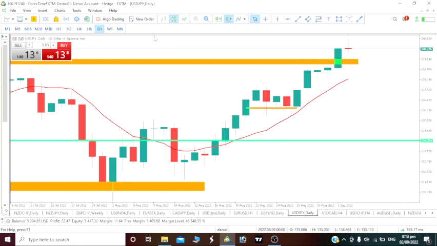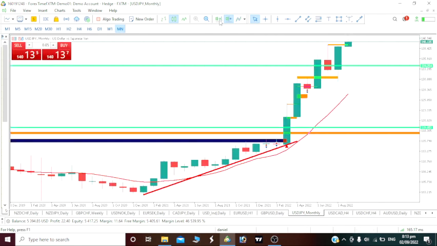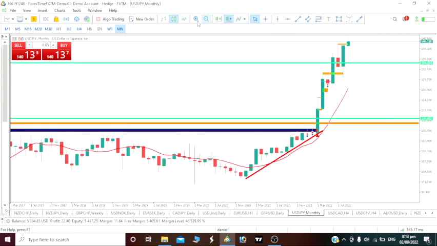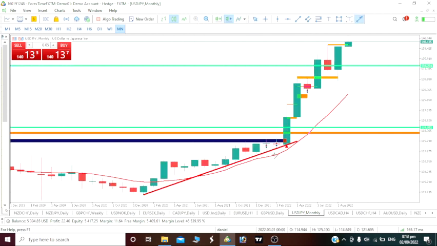Now let's see it on our technical aspects. Let's see it on our monthly time frame. So full trend, we are actually on an uptrend move. You all can see it. Price is above our 10-period moving average, by the way.